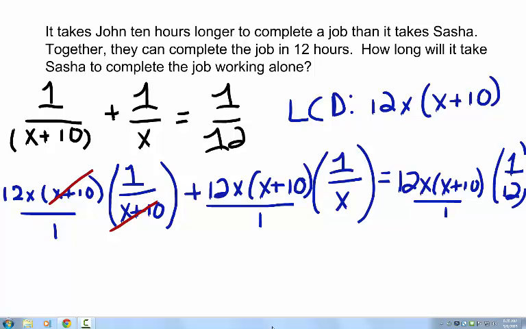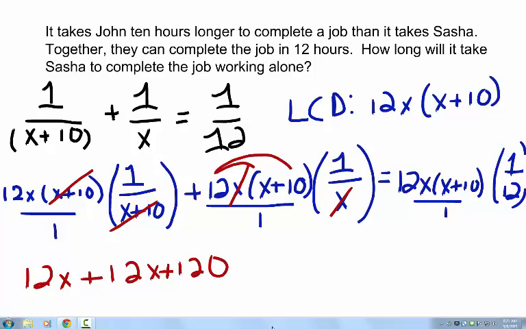For the first term, X plus 10 cancels out. We're left with 12X times 1, which is 12X, plus, for our second term, we can cancel out an X. That leaves us with 12 times X plus 10 times 1. Distributing those terms together, we get 12X plus 120. And of course, 1 multiplied by both of those terms doesn't change them.